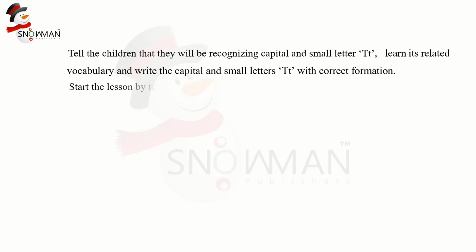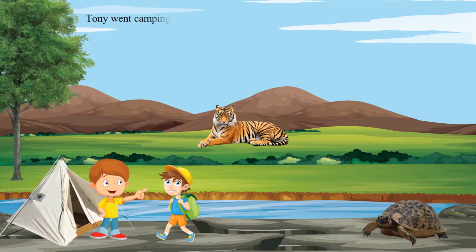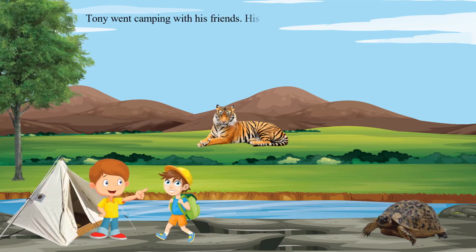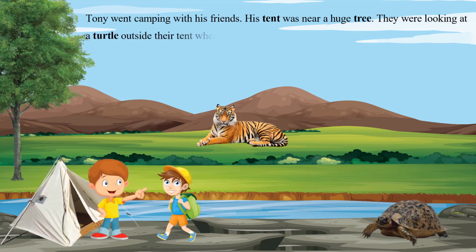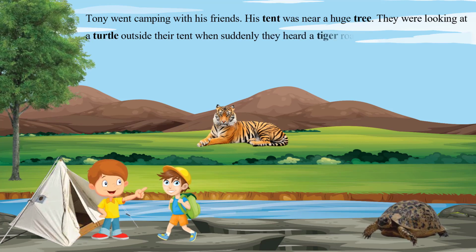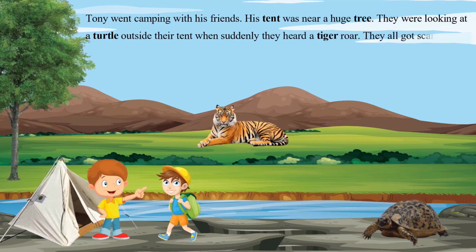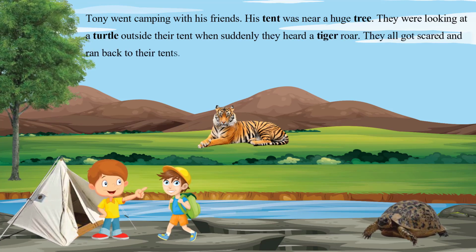Start the lesson by telling the following story of letter T. Tony went camping with his friends. His tent was near a huge tree. They were looking at a turtle outside their tent when suddenly they heard a tiger roar. They all got scared and ran back to their tents.